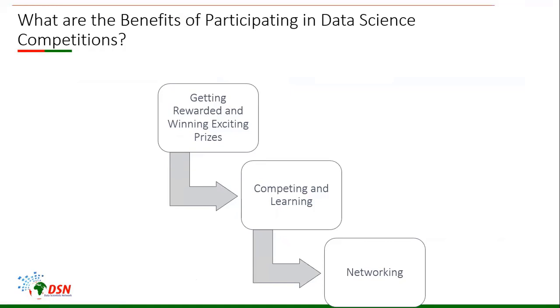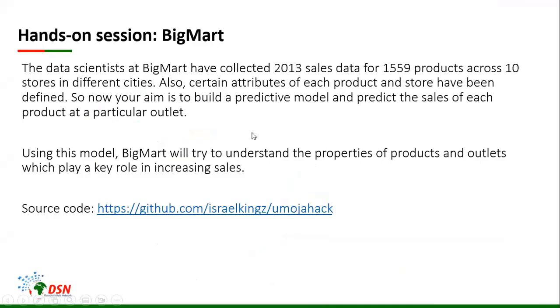Just to show something before I start sharing my screen from my end. You can move on, please. Next slide, please. All right, we can move on. So this is the task we'll be doing. We, as data scientists at Bigmart, collected 2013 sales data for 1,509 products across 10 stores in different cities.